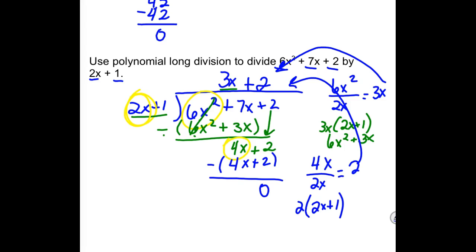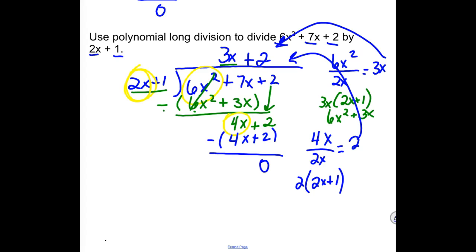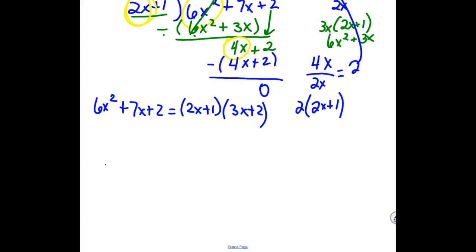So that tells me that 6x squared plus 7x plus 2 factors into 2x plus 1 and 3x plus 2. Another way of saying that, 6x squared plus 7x plus 2, when we divided by a 2x plus 1, gave us a 3x plus 2 without any remainder. Okay? All right.